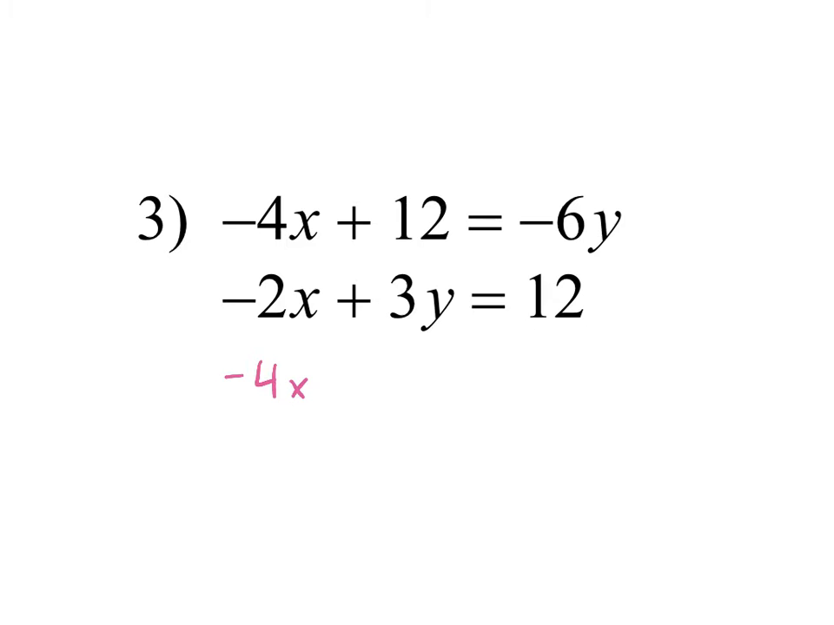So we have negative 4x, we need to add our 6y over to the other side, and then subtract 12 to get that to the other side. So it always has to be in standard form where you have your x, your y, and then your number. So we have negative 4x plus 6y is equal to negative 12. Everybody with me so far?